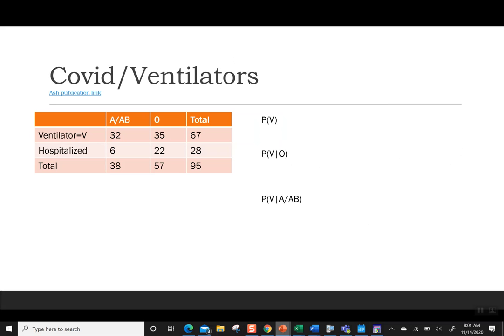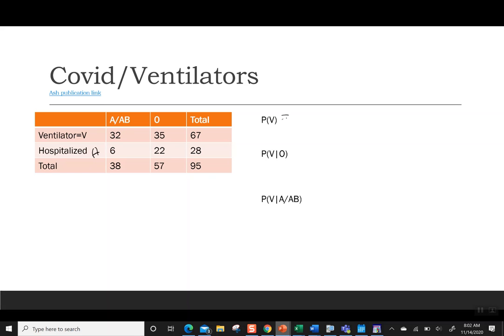This is a study I read, I think it's from the UK, and it asked whether there is a connection between blood type and the severity of COVID. What they looked at in this particular study is, of the people that were brought to the hospital, how many were just hospitalized and how many ended up on a ventilator. I called ventilator V and hospitalized H, and the blood types they broke down were either A or AB, or blood type O. There were 95 people that this report is on.